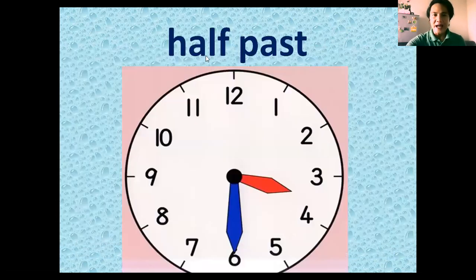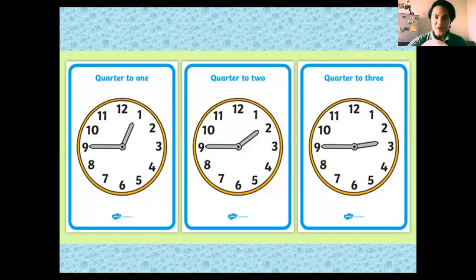Half past. Again, half past. Now, half past is when the long hand is pointing to number 6. Look at this clock. When the long hand is pointing to number 6, that is half past. For example, there are three examples.